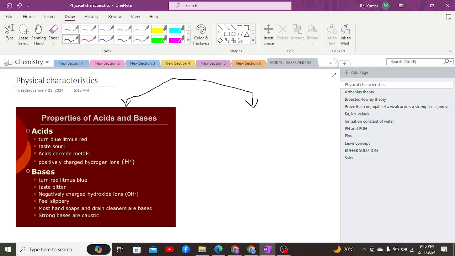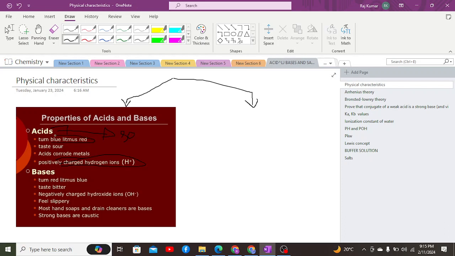Acids basically are those chemicals, those solutions, which are sour in taste, right? Those which are sour in taste because of their H ions present. Now we are going to discuss why. And basically they have a characteristic that they can corrode metals. This is also a characteristic of the acid, as well as they have positively charged hydrogen ions. This is a physical characteristic.